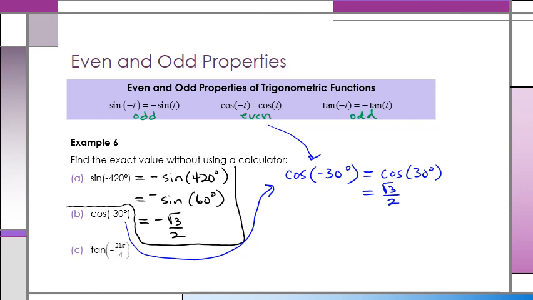And finally, what is the tangent of negative 21 pi over 4? The tangent of negative 21 pi over 4, because tangent is an odd function, is going to be the same thing as negative tangent of positive 21 pi over 4. And we've seen 21 pi over 4 on example 1. We said that the tangent of 21 pi over 4 was 1, and so this answer is now negative 1.